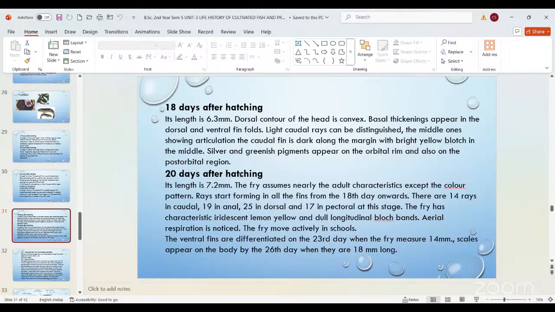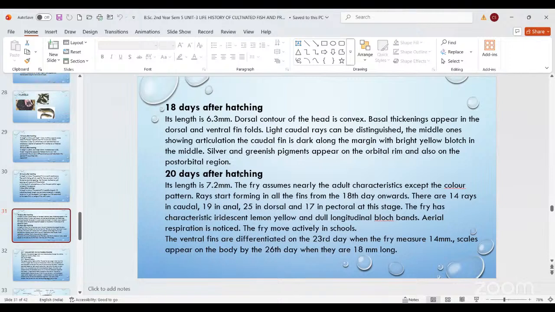Now, let us see the changes that happen 20 days after hatching. Now its length is 7.2 mm. The fry assumes nearly the adult characteristics except the color pattern. Rays start forming in all the fins from the 18th day onwards. There are 14 rays in caudal, 19 in anal, 25 in dorsal, and 17 in pectoral at this stage.